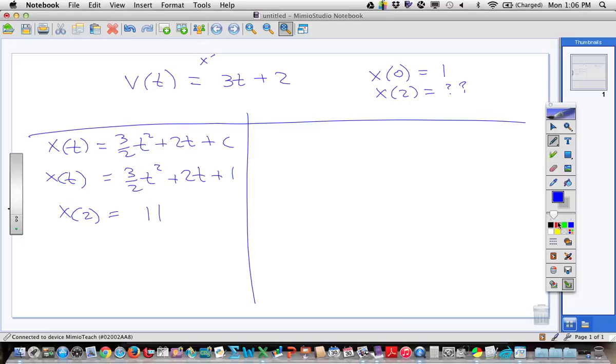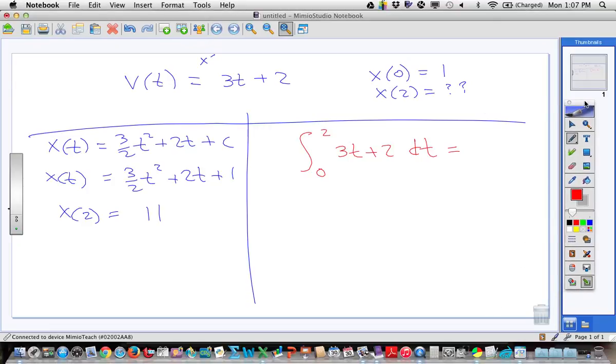Now, let's look at that from a definite integral perspective. Couldn't we have done the same thing? We could have done the integral from 0 to 2 of 3t plus 2. Now the question is, what would you have done with this information? Would you have done fundamental theorem part 2? Would you have said, okay, this is x prime, so this is x of 2 minus x of 0? Maybe, and then you could have done your antiderivative, but that would have been the same, right? So you just said, okay, I don't know what this is, but I know this is 1, right?